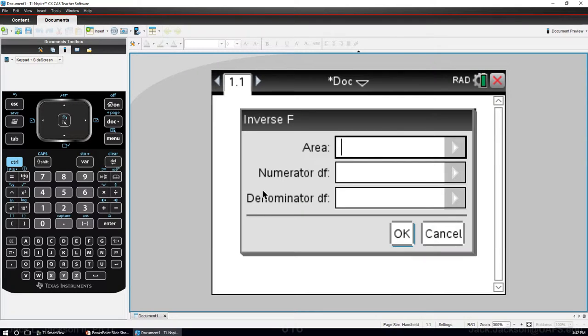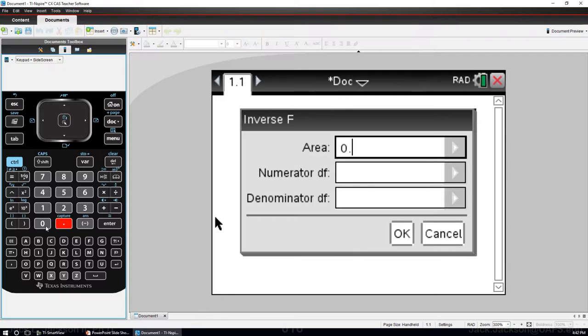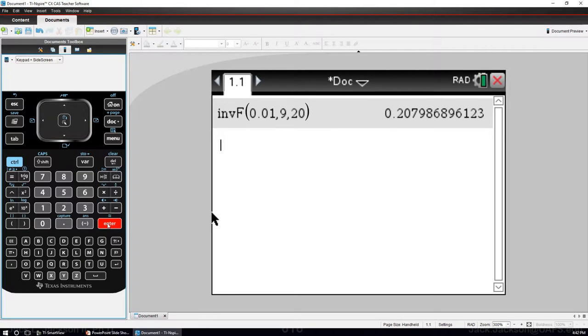So for F here, you put in the area to the left, which in this case was 0.01. And you have to put in degrees of freedom for the numerator of 9 and for the denominator of 20. Hit OK. And there's the probability we're looking for. So it's pretty easy for the inverse F.